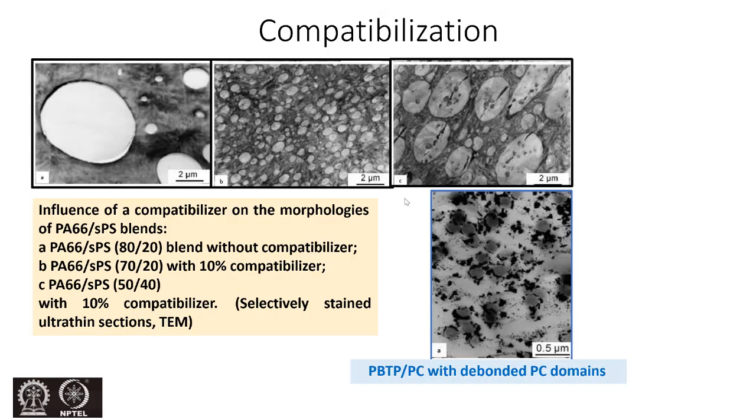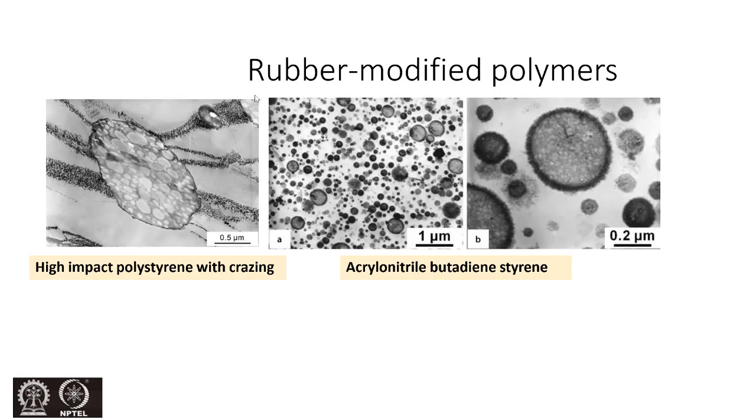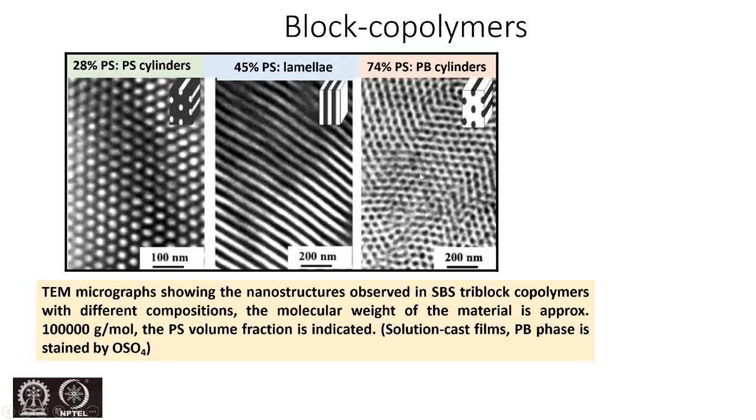Then for different blends, we can vary the concentration of the blend and see how the composition is changing, and we can optimize the composition of the particular blend after checking the TEM images. Then rubber modified images can also be checked. Then block copolymers: what kind of structure these are making, that information we can get.